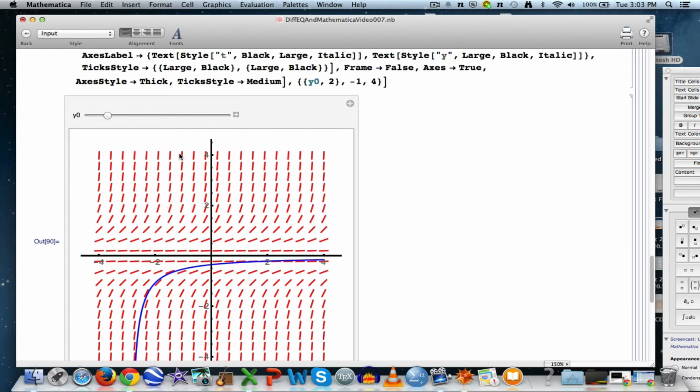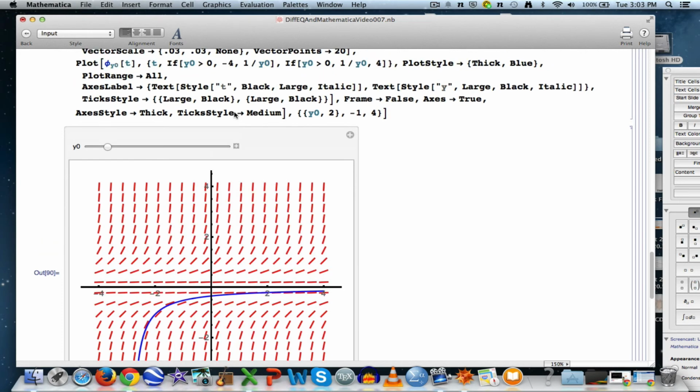In both cases, the interval containing the origin is the part of the graph that you want to focus on. In the case where y0 is 0, it's not going to work, but we will ignore that case, and with that I'll end this video.